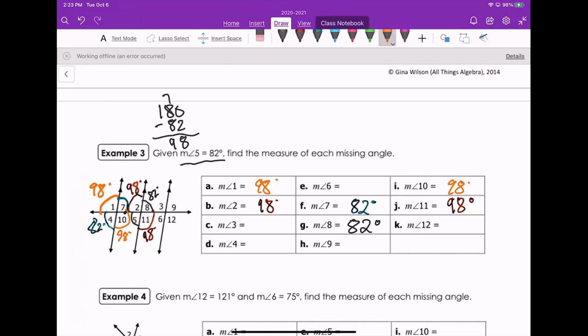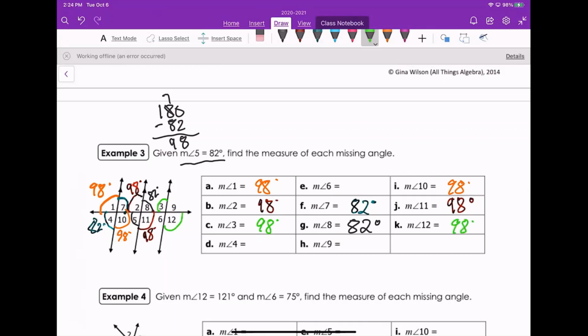Let's see, what else do I know? I need 3, 6, 12, and 9. So again, just using the consecutive interior angles, angle 3 and angle 8 add up to 180. So 82 plus 98, angle 3 is 98. Then angle 12 is vertical to angle 3, which is 98 degrees.